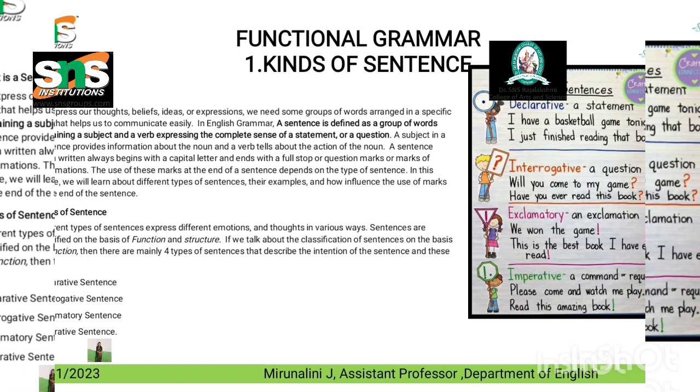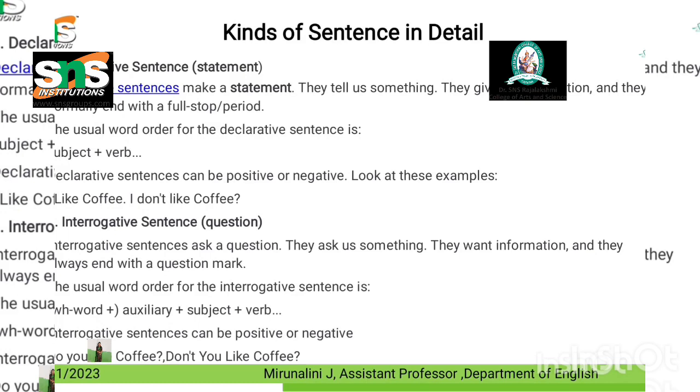There are four different types of sentence which express our actions. First type is declarative sentence, the second one is interrogative sentence, the third one is exclamatory sentence, and the final one is imperative sentence. Next, we are going to see these kinds of sentence in detail.